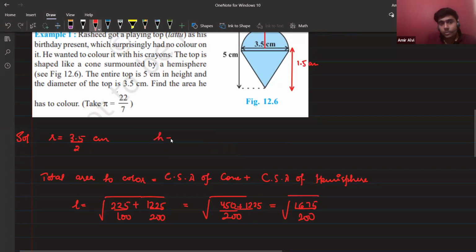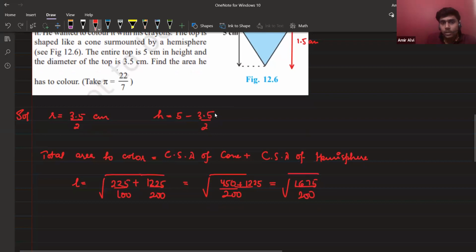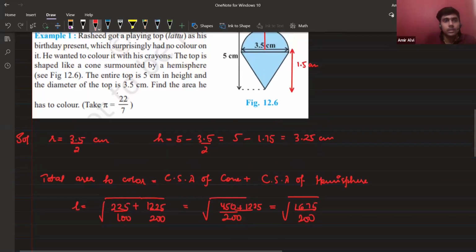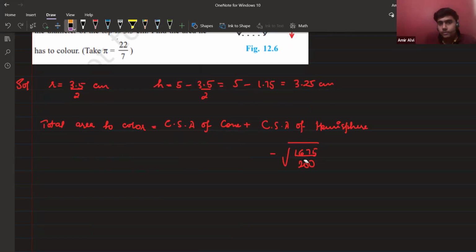Okay, your height is equal to 5 minus 3.5 by 2, because the diameter is 3.5, but the radius will be 3.5 by 2. So it is equal to 5 minus 1.75, which is 3.25 centimeter. Clear? So this value is 3.25 centimeter. Clear, everybody? Just let me write it down again. Sorry for the miscalculation.